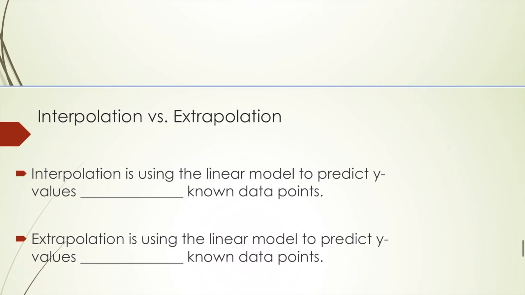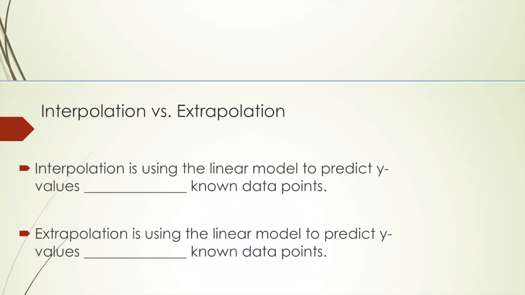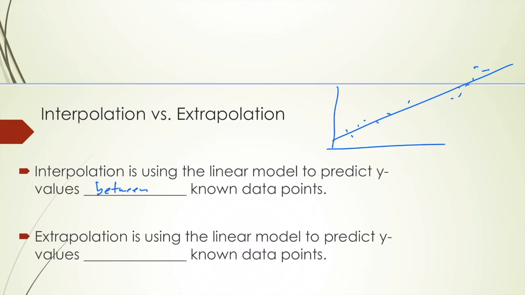So here's interpolation and extrapolation. What are they? Interpolation is using the linear model to predict y values between known data points. So here's my data points. Here's my best fit line. If I wanted to find my x value that went with this one, I could use that. This is called interpolation because I have values on the right, I have values on the left, and I'm just using my best fit line to do that. Now that's okay, right? Because it would appear that the pattern continued.